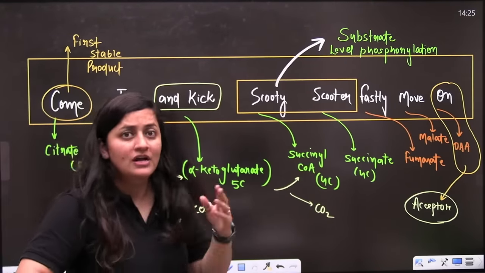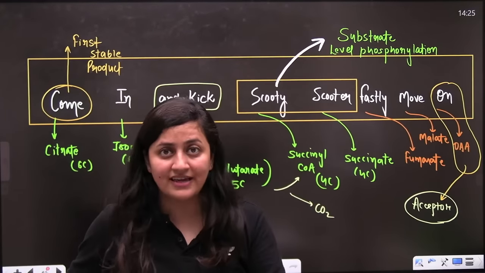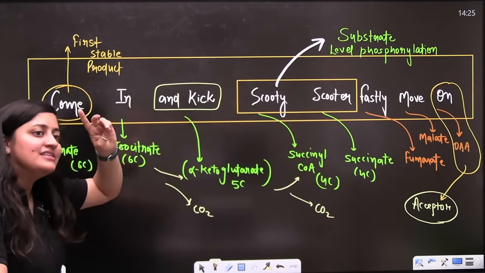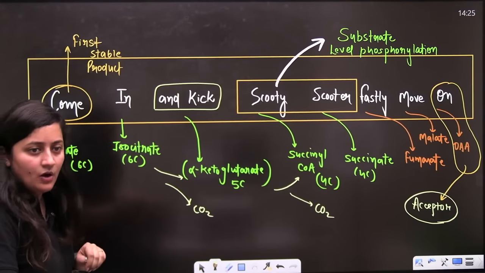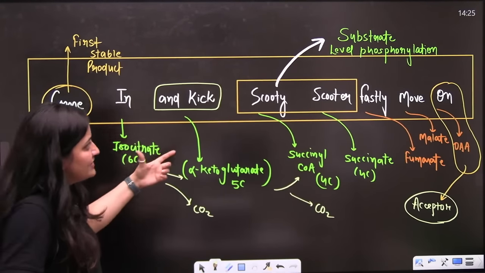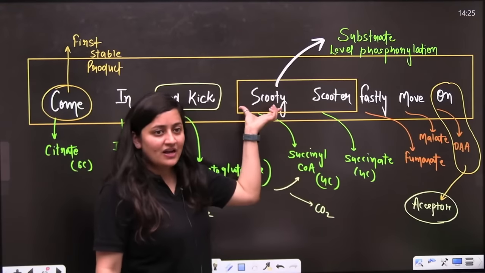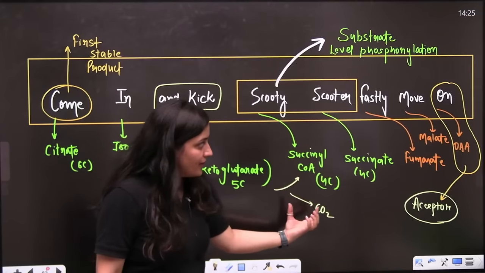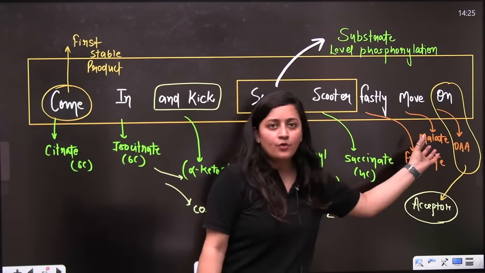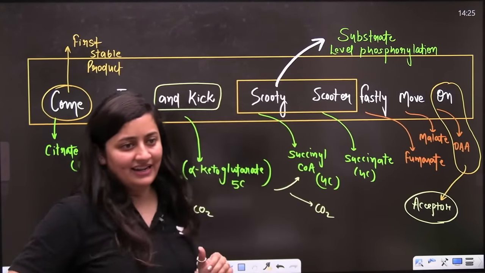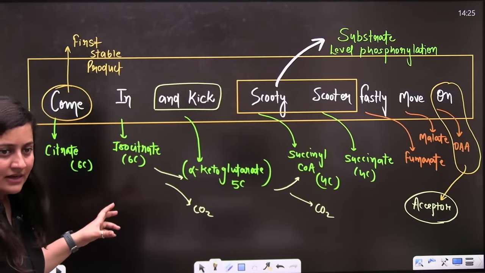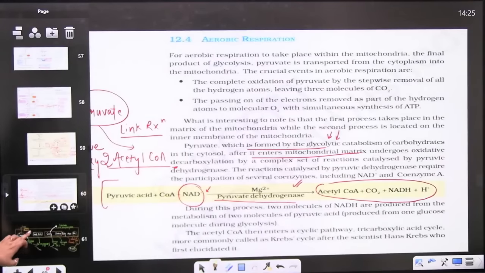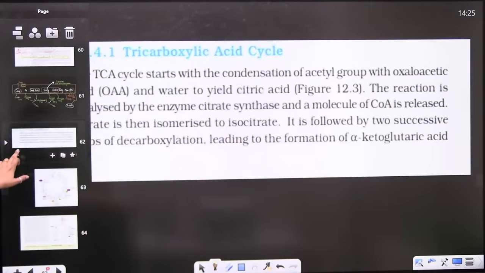Plus, why are we calling it tricarboxylic acid? Because in many compounds, you will see 3 COOH groups. Here, even in the citrate, 3 COOH groups are there. That is why. Are you getting it? So, which step is there where substrate level phosphorylation will occur? Succinyl coenzyme A to succinate. OAA is the acceptor of acetyl coenzyme A, which is going to form the citrate then. Clear? Done? So, in the link reaction, NADH will form, and then this TCA cycle.